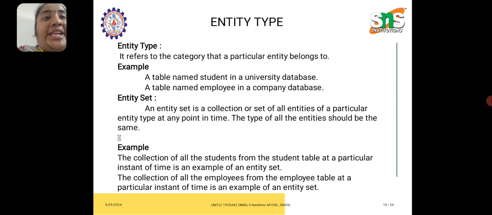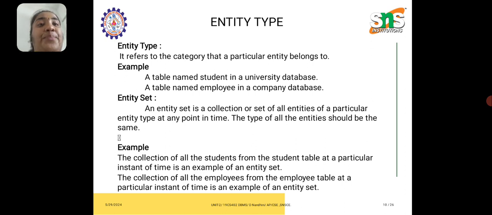Next one, what is an entity type? Entity type refers to the category that a particular entity belongs to. For example, a table named student in a university database, a table named employee in a company database. A number of students can be in a university and a number of employees can be in a company. We are taking an employee's name and a student's name from a university database and a company database.